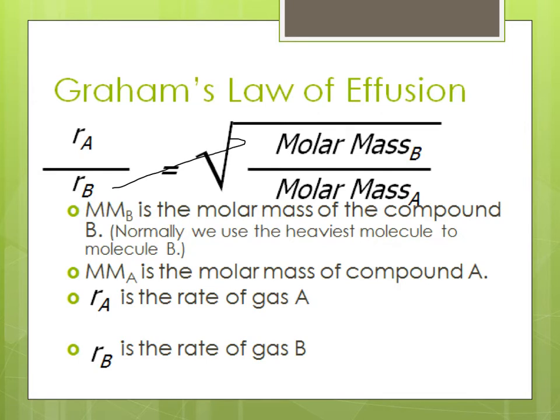Important thing to notice here is that the rate of B is opposite of where its molar mass is, and the rate of gas A is diagonal from the molar mass of A. So you have the rate of A over the rate of B equals the square root of molar mass B over molar mass A. Do not forget, those are diagonal across from each other.